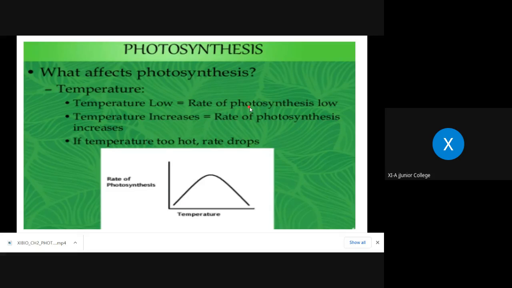This also differs to some extent from species to species. Here the temperature is increased, and the rate of photosynthesis is also increased. But when the temperature is lowered, the rate also gets lowered. Some of the plants show maximum photosynthesis at a maximum temperature, but that also differs from species to species. That you need to remember.